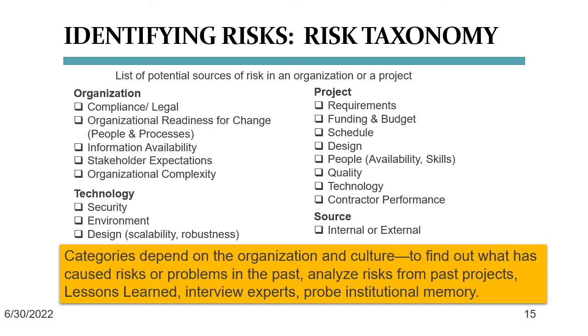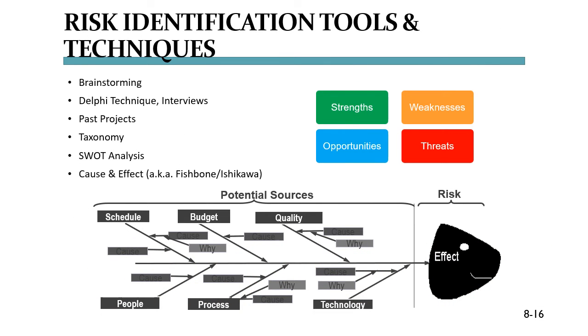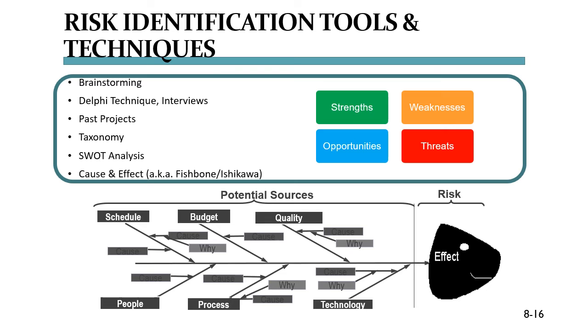Now, the categories on this list here depend on the organization and its culture. To find out what has caused risks or problems in the past, you will want to analyze risks from past projects, lessons learned. You may want to interview experts or probe institutional memory. There are numerous methods to brainstorm risks. You're seeing a few of them on this list.